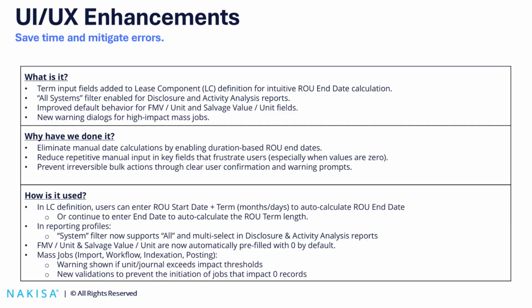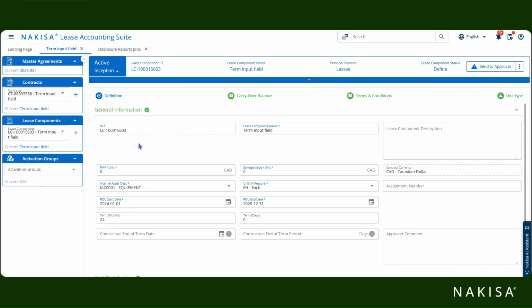New warning dialogues for high impact mass jobs. So what we are doing now is, whenever you have a very heavy load of a job with postings, and it can take a bit longer, the system is going to give you a warning, and this gives you a pop-up dialog.